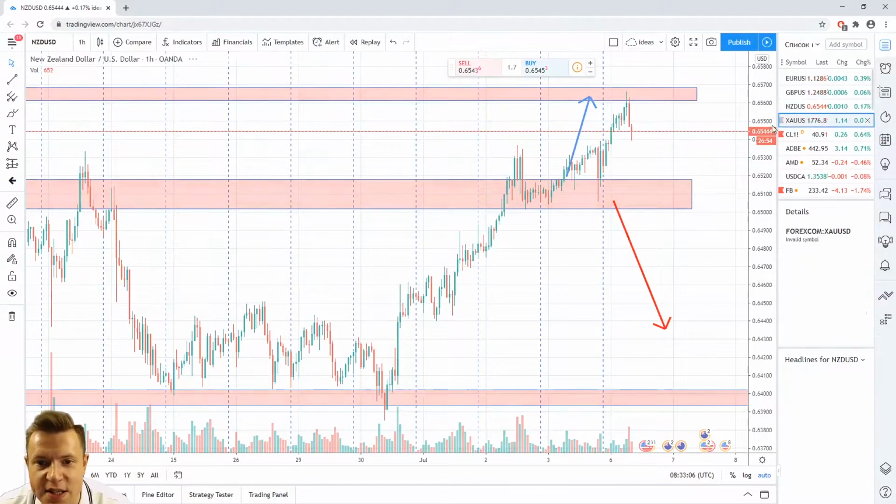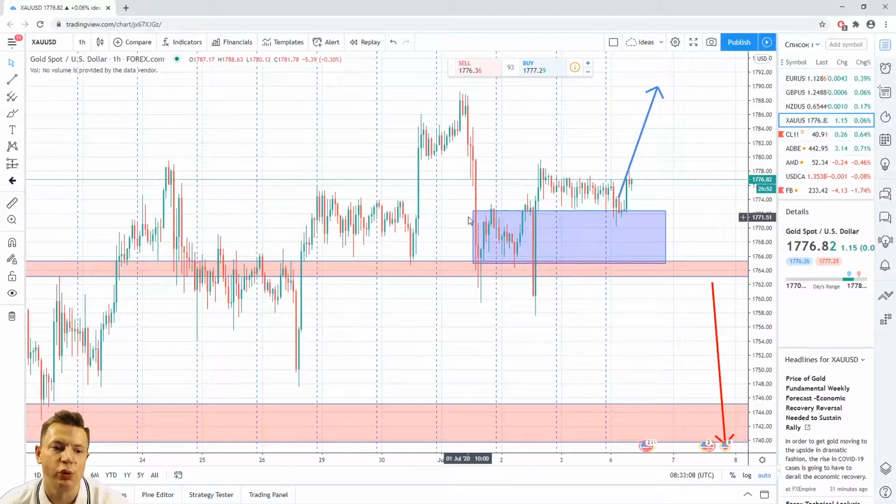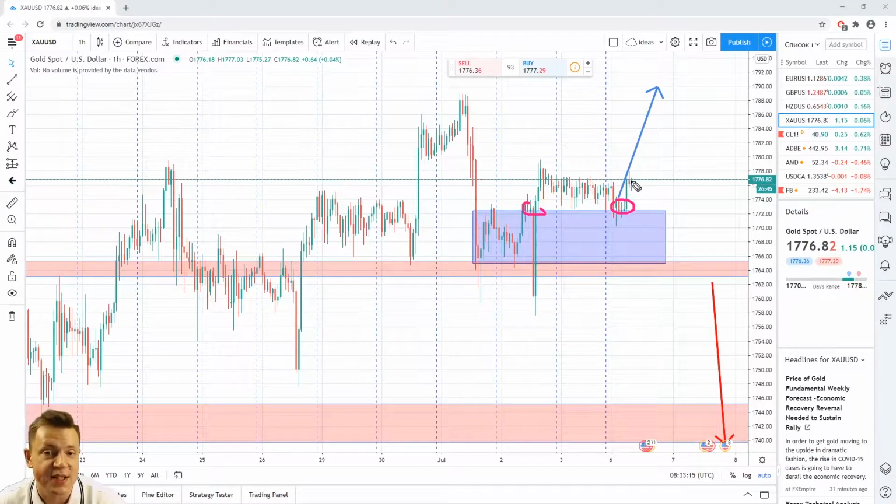Another idea in the gold, I recommended you long gold price hold above this consolidation. As you can see, price try to hold above right now. That's why this idea still work. If you're in a position right now, just stay in position and you will be fine, I believe, because your first target will be around 1788.